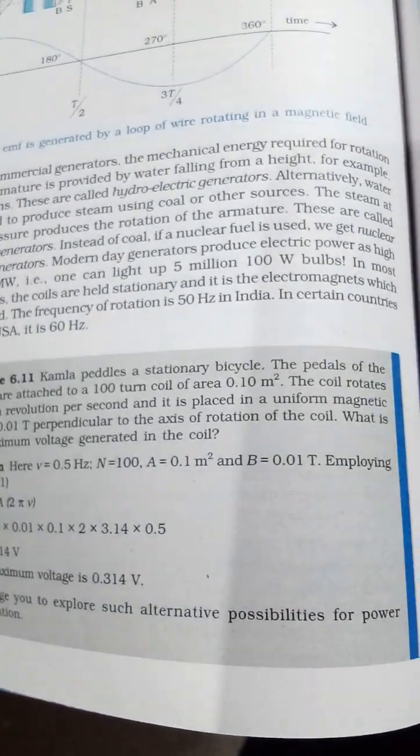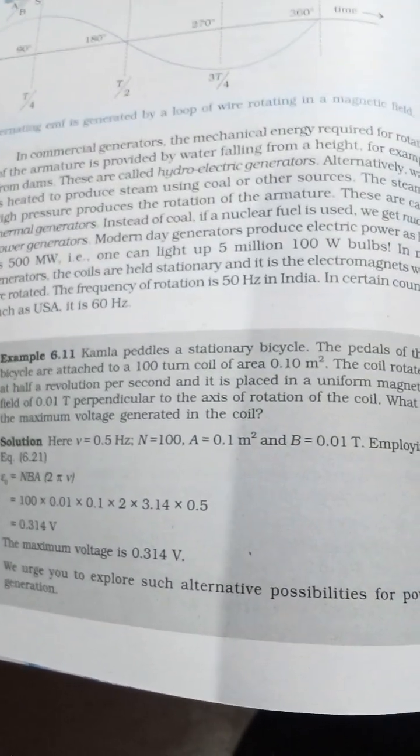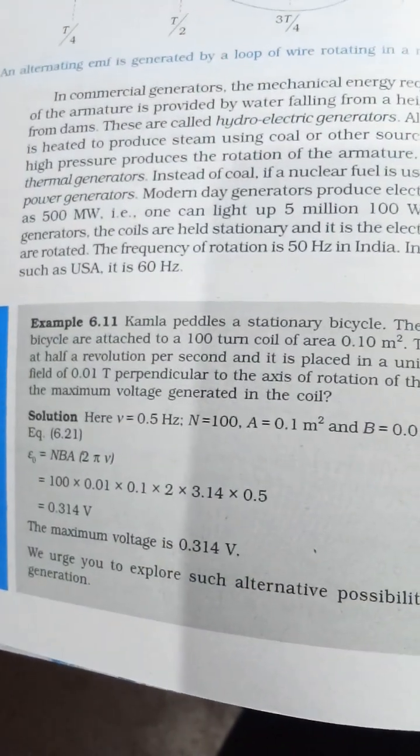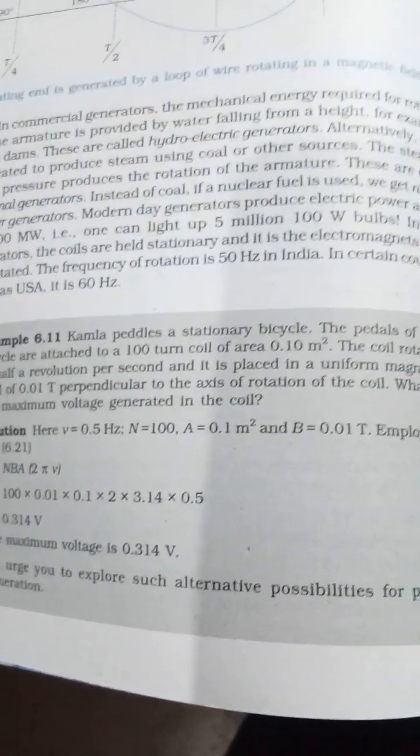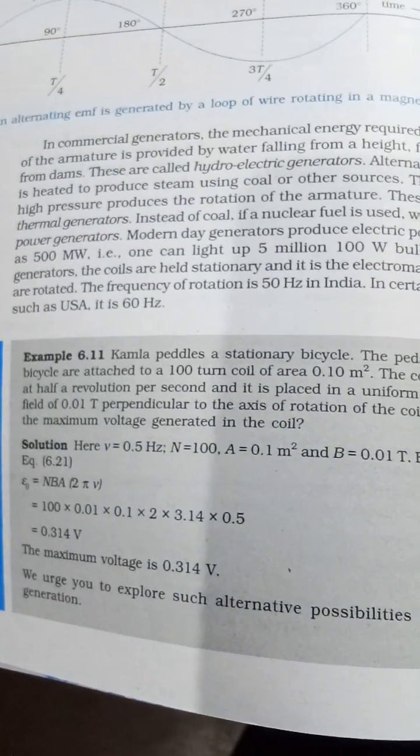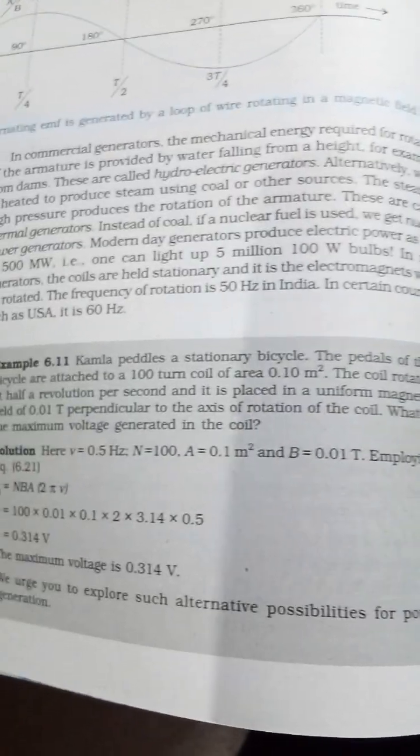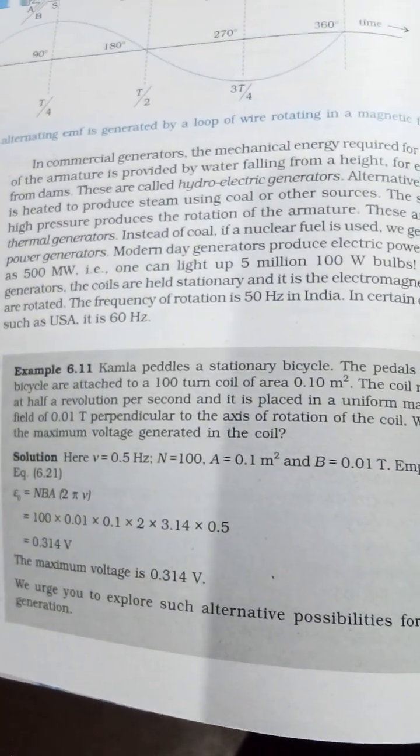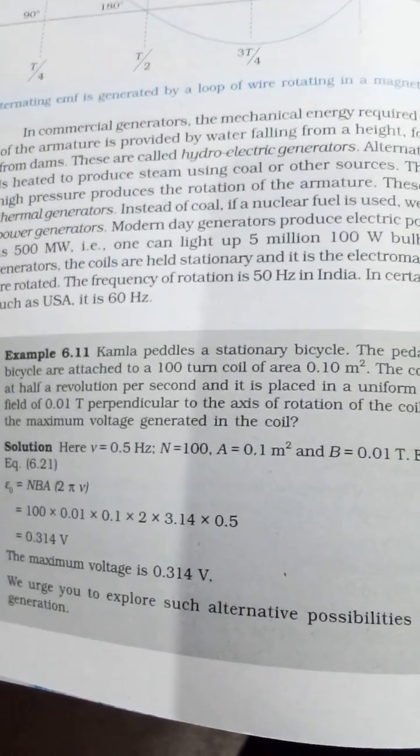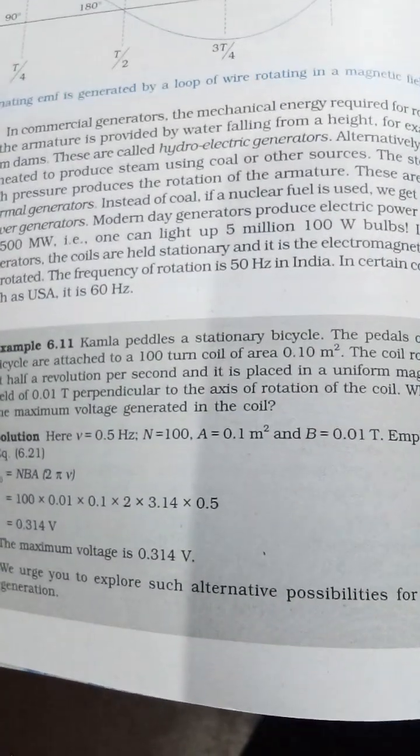If nuclear fuel is used, we get nuclear power generators. Modern day generators produce electric power as high as 500 megawatt, i.e. one can light up 5,000,000 bulbs. In most generators, the coils are held stationary and it is the electromagnets which are rotated. The frequency of rotation is 50 Hz in India and in certain countries such as the USA it is 60 Hz. So in India 50 Hz, and in other countries such as the USA 60 Hz.